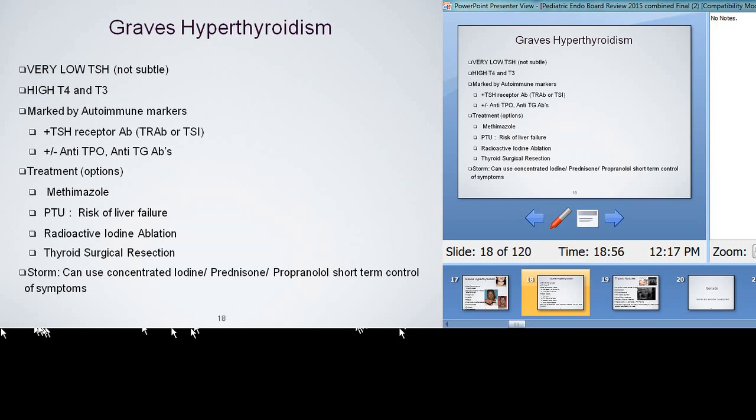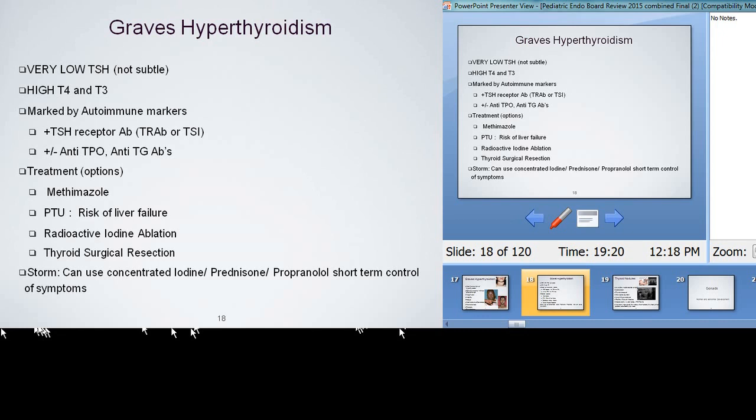Also, there are problems with photosensitivity with this medication. But the biggest problem with PTU is the liver failure, so we tend not to use PTU as our first line of treatment. We want to use methimazole always as our first line of treatment. There's a common question in prep about that, to remind us that methimazole is the treatment.